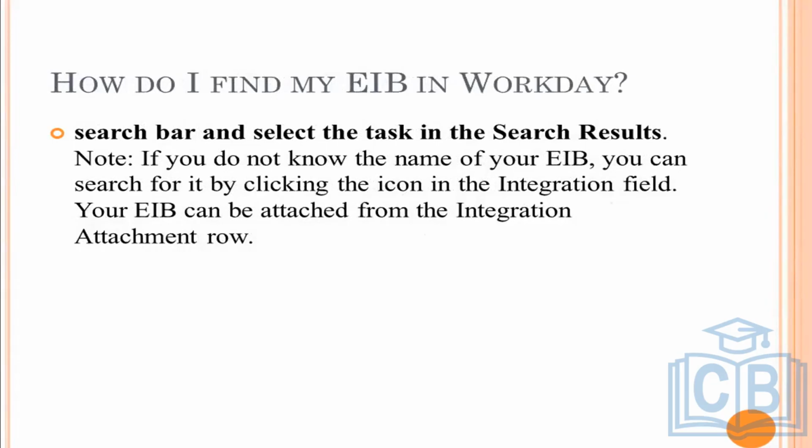How do I find my EIB in Workday? Where do I need to find my integrations or EIB? You need to go to the search bar, select it in the taskbar, and enter EIB. You will get EIB-related information from there. You will be able to access your EIB integration tools for your requirement of integrating attachment documents, rows as well.